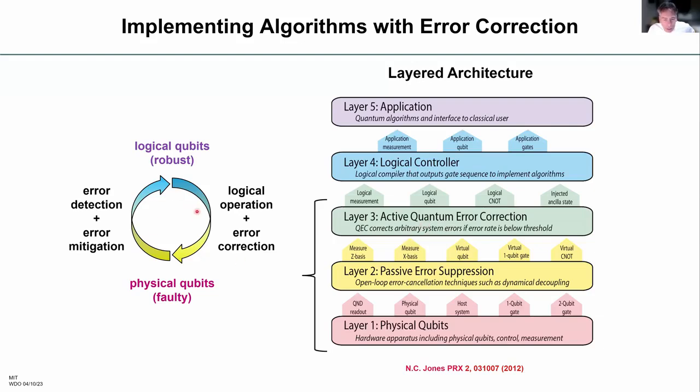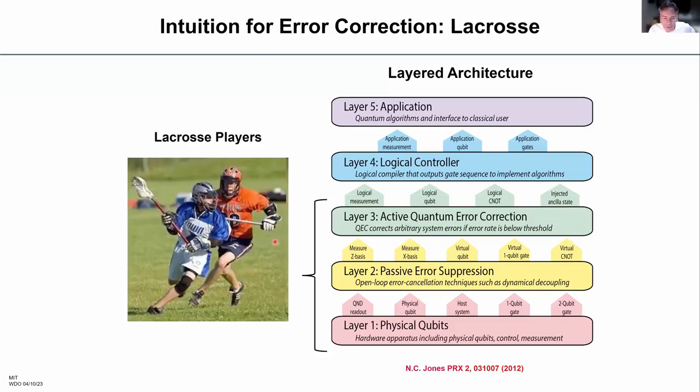And on every clock cycle of our computer, basically the logical controller needs to do a few things. Of course, it needs to run the algorithm, so it's throwing those pulses at the physical qubits, but it's also doing error detection, error mitigation, and then error correction. So what do these look like? I like to talk about this in the context of lacrosse to give a physical intuition for what's going on.